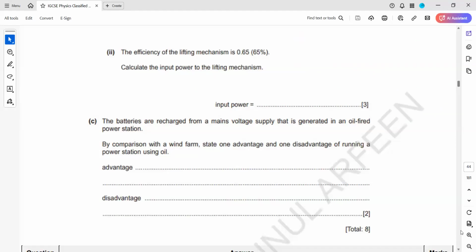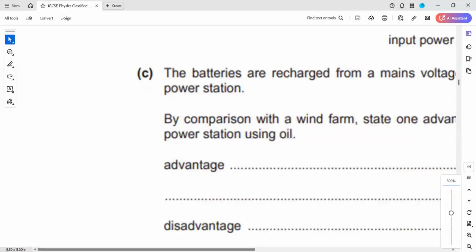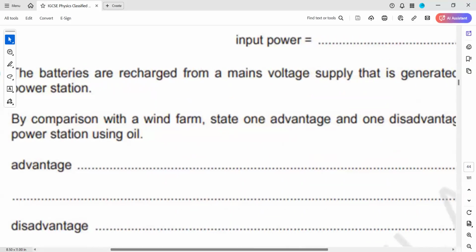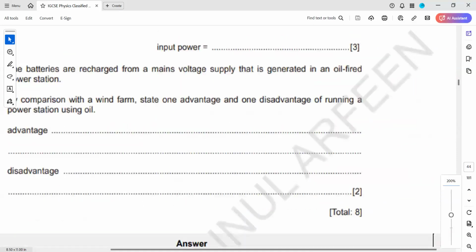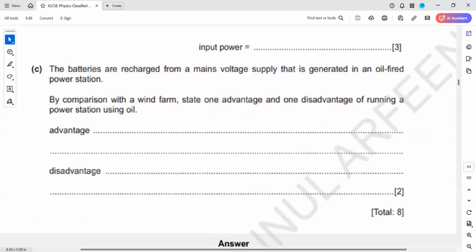The next is, what is that? High voltage supplies are there, which is supplying you electricity, high tension wires. The batteries are recharged from a main voltage supply. That is generated in an oil-fired power station. Electricity is generated by burning the fossil fuel.